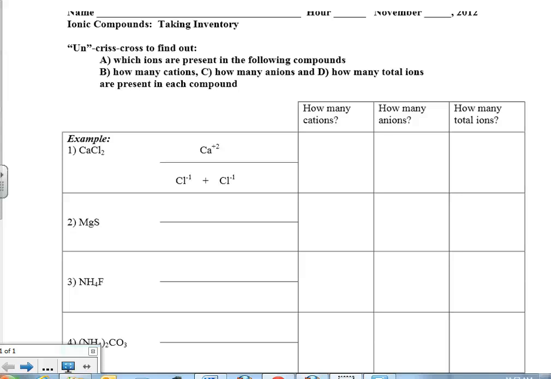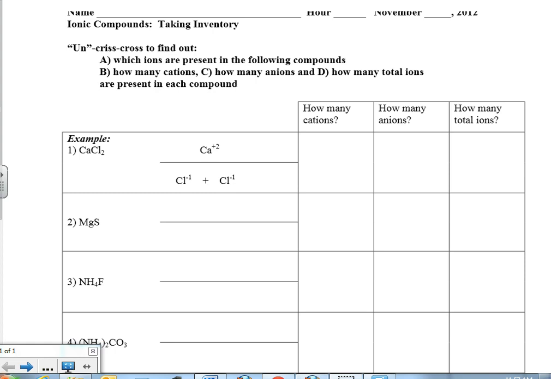This video lecture is meant to help you understand ionic compound formulas. Essentially what we're going to do is take an ionic compound formula and dissect it and figure out what cations are present, what anions are present, and how many of each are present. In our first example, we see the compound formula is CaCl2.